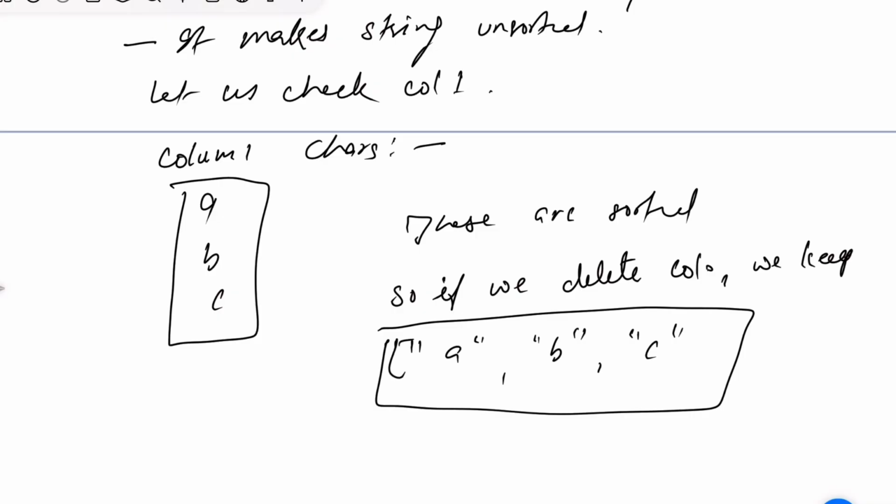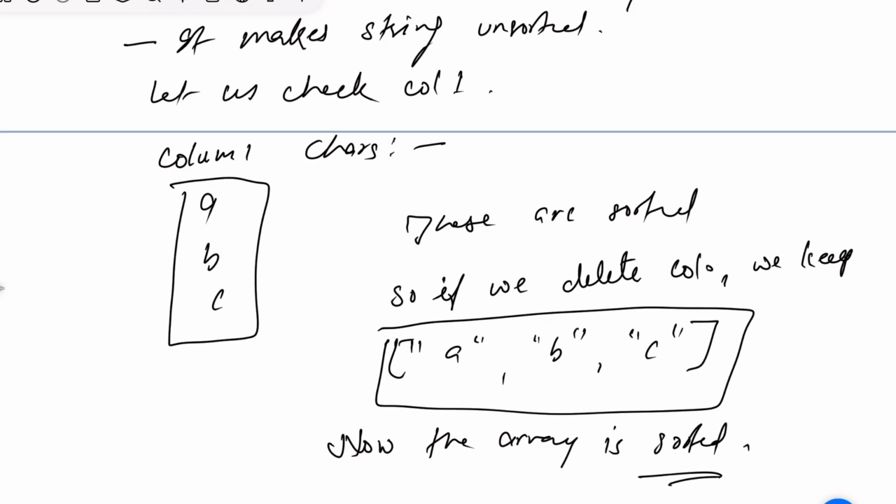So is this array sorted or not? We'll say yeah, now the array is sorted, right? So now we have to say that the minimum deletion is 1, right? So this is what we have to develop.